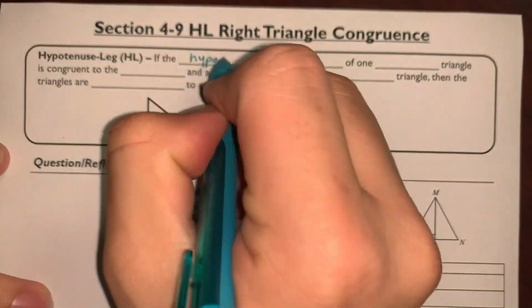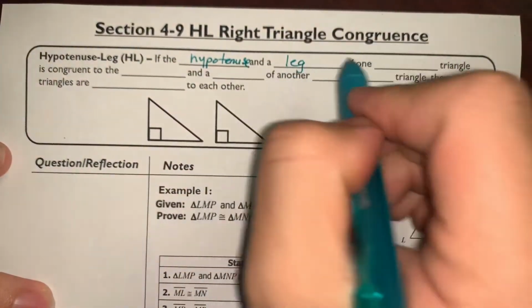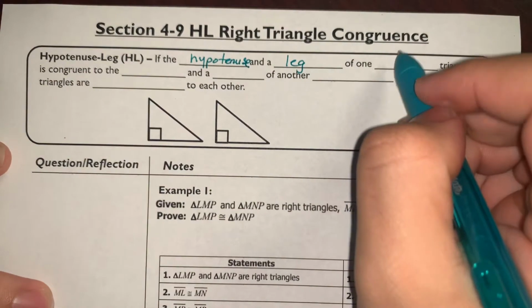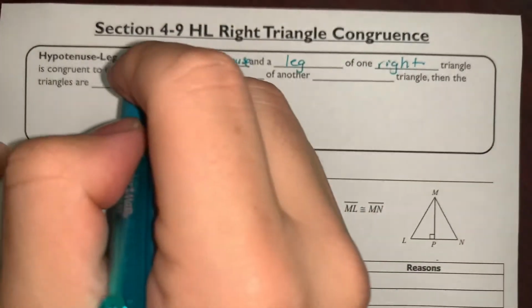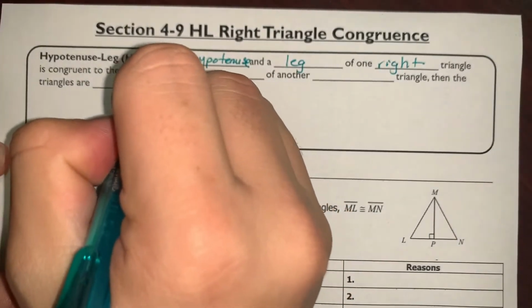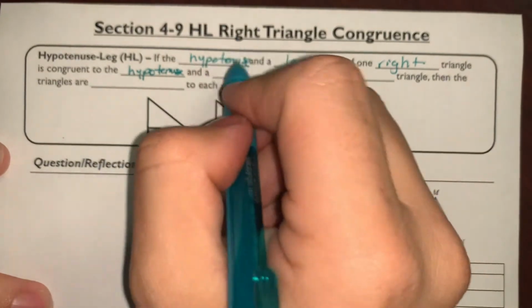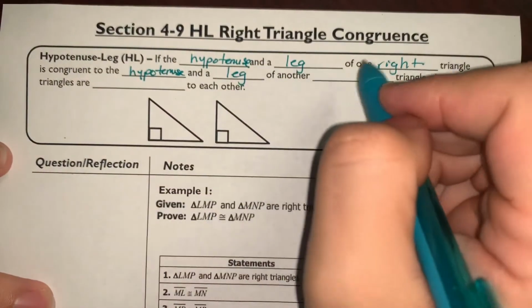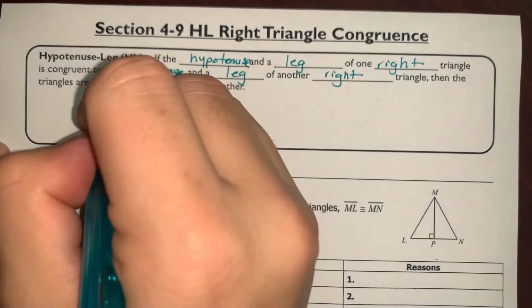hypotenuse and leg of one right triangle is congruent to the hypotenuse and the leg of another right triangle, then the triangles are congruent to each other.